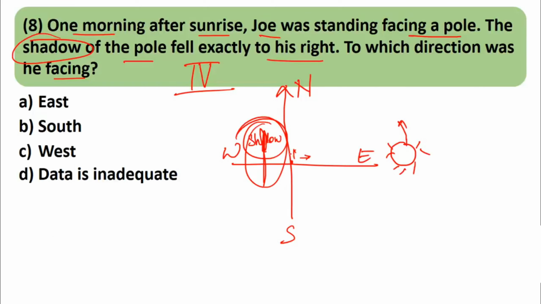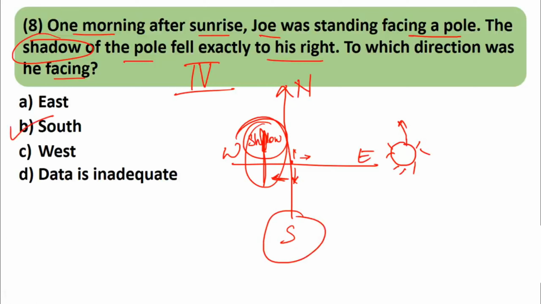So exactly opposite, try. If Joe is facing this side, right will be this. Now if we are facing north, our right would be this, Joe's right, correct? But Joe is not facing north because the shadow is on the left side of Joe right now. So just try the reverse. This is south. If Joe is facing south, where will be his right? His right will be on this side, and shadow is also on this side. That means Joe is facing south. So south is the answer.